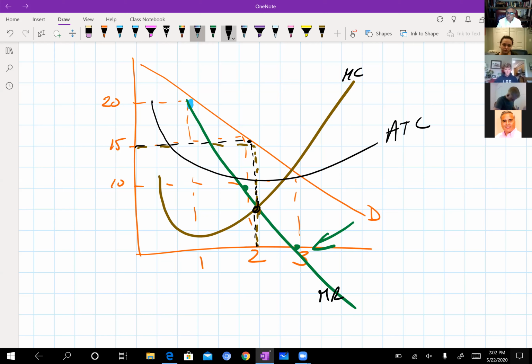But at that level of production, how much does it cost me to make each unit? Well, as you can see, it cost me right here. It cost me $10. So then the question is, are we making money or losing money? Making money. We are making money. How much money are we making? $5 a unit. Exactly. So all this distance right here is the actual profit that this company is making.